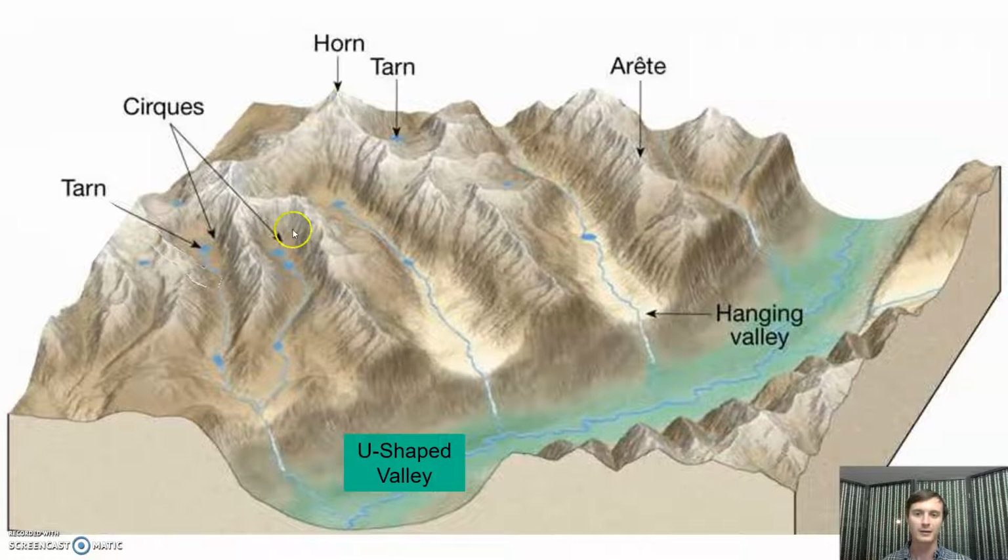We also have these bowl shapes, right? So the same way that we looked at those cirque glaciers, these bowls are going to be called cirques. If there is a lake in the middle of the cirque, that's going to be called a tarn.